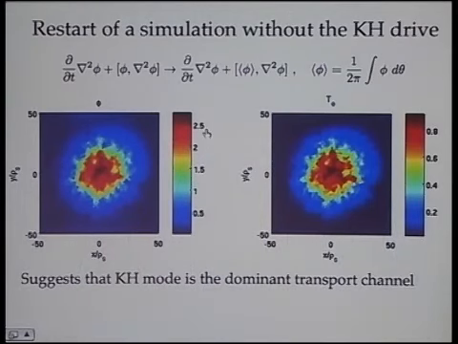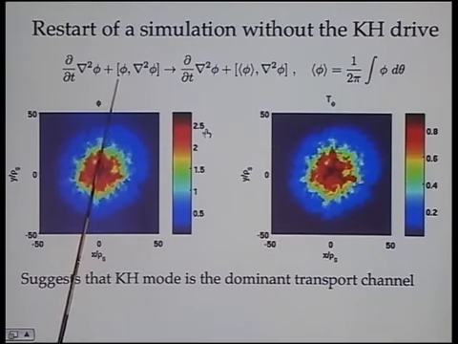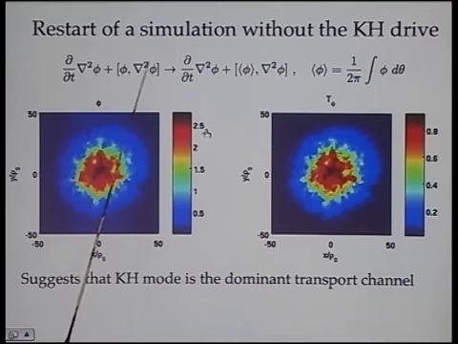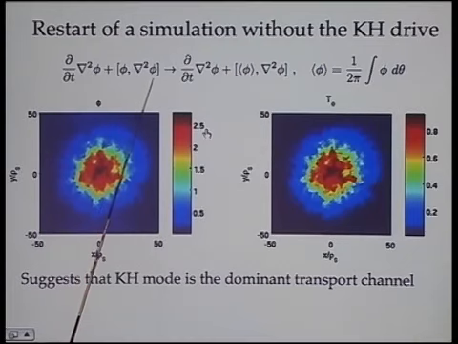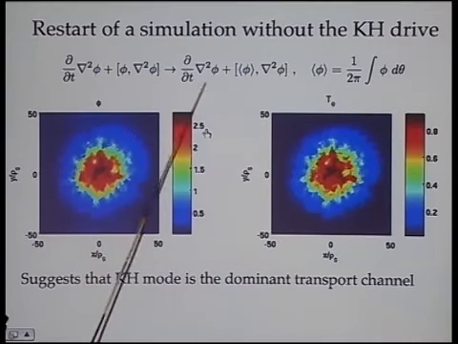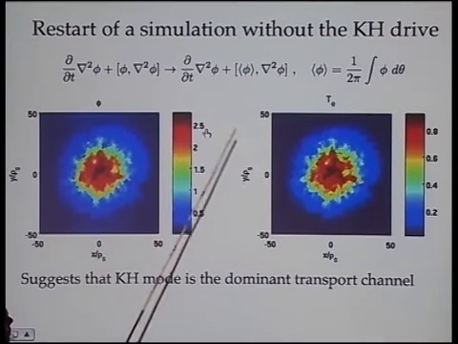All right, so to figure out, we have two modes: Kelvin-Helmholtz and drift waves. Which is it going to be? Well, it turns out you can get rid of Kelvin-Helmholtz. There are two ways of doing it. Kelvin-Helmholtz is driven by this term in the vorticity equation. You can either throw it out completely, or, less drastic, you can replace phi by its azimuthal average.